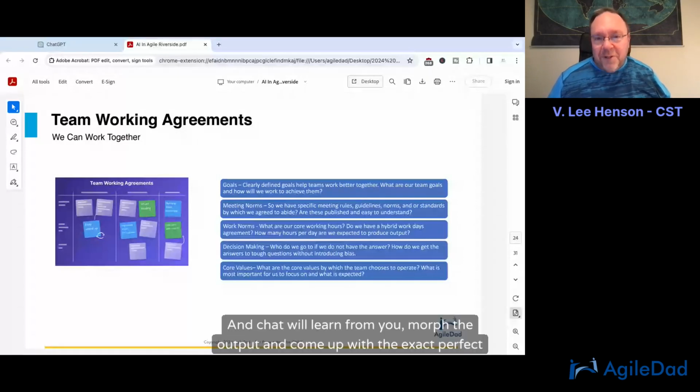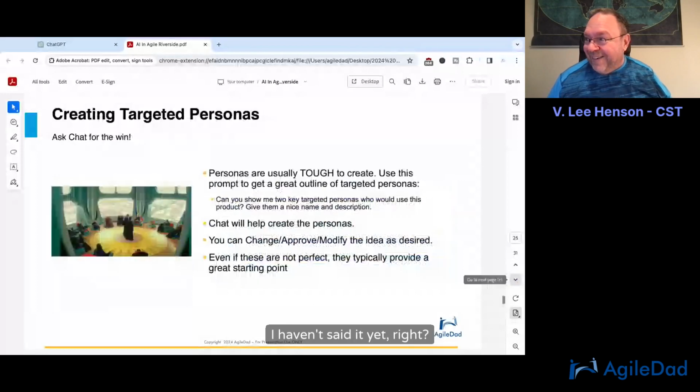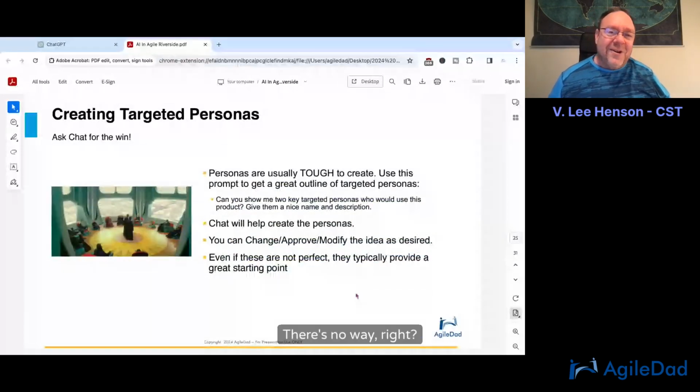And Chat will learn from you, morph the output, and come up with the exact perfect team working agreement that you need. That's pretty incredible, right? But wait, there's more. I haven't said it yet, right? How about creating a targeted persona? I know what you're thinking. There's no way, right? How about this?